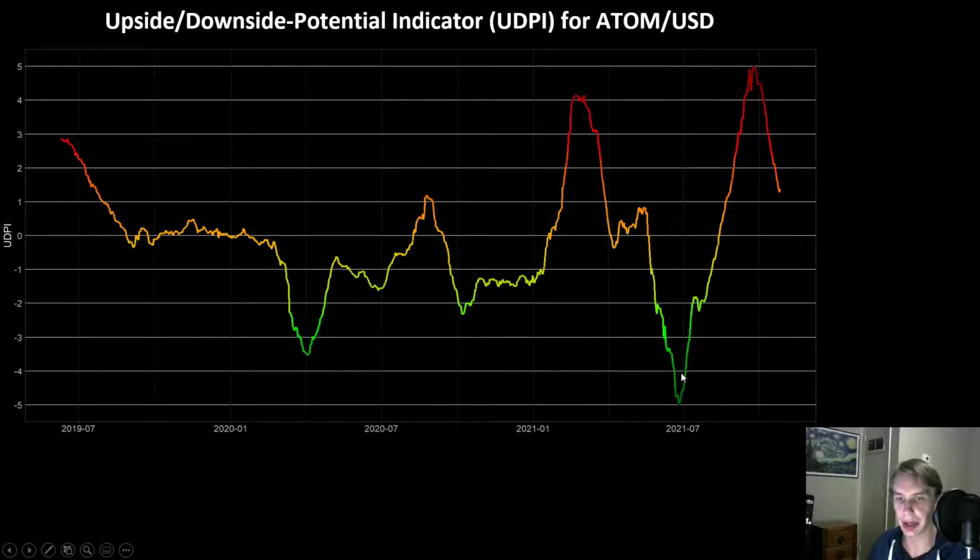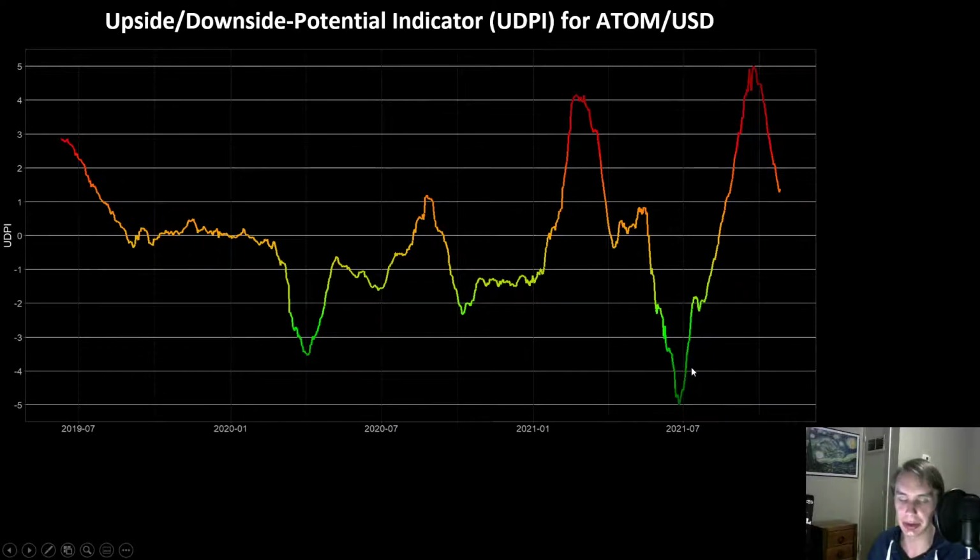It was going to be a bloodbath. But if one had been following the UDPI, and not just for Atom, but for a bunch of the different assets that we have UDPIs for, one would have been able to see that that just wasn't very likely. When people were saying that we're going to drop further, that it's going to be a bloodbath, the UDPI was saying that's not likely. It was saying that our downside potential had been pretty much exhausted, and it wasn't likely we were going to drop much further. We were much more likely to start realizing some upside potential in the near future.